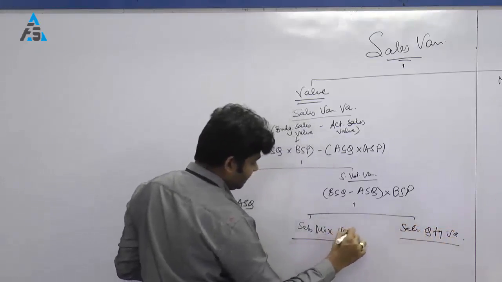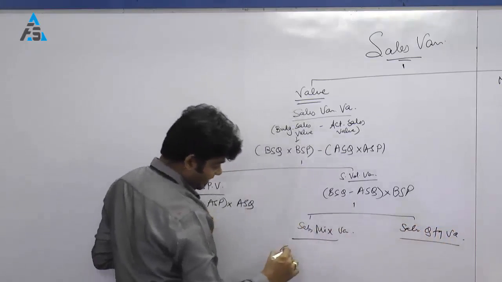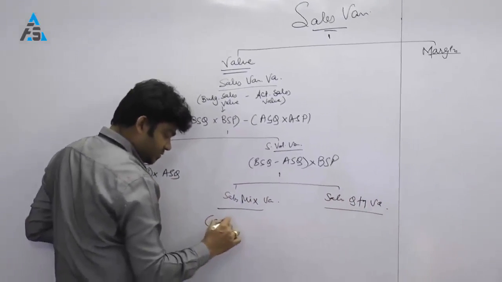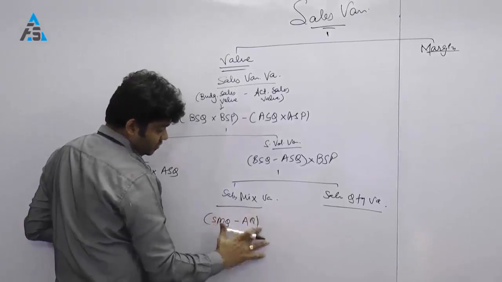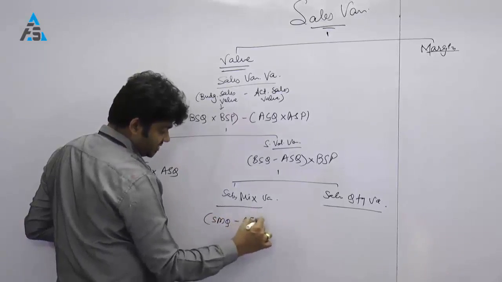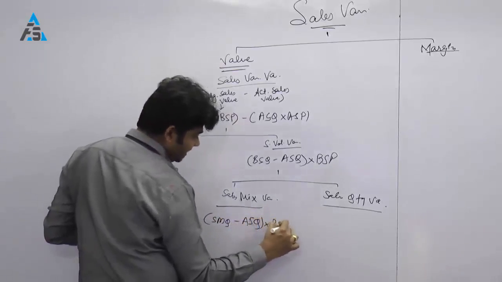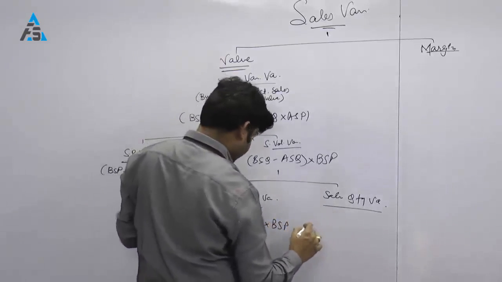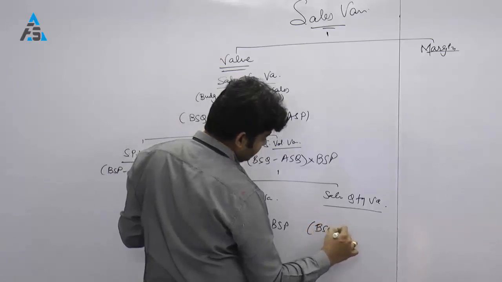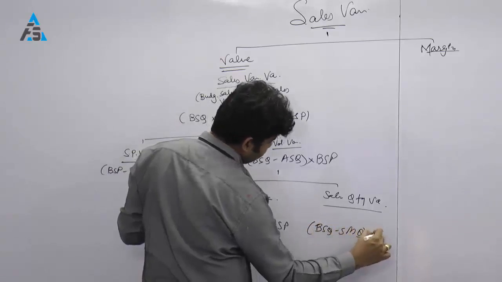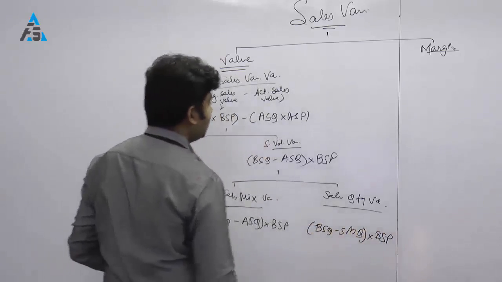By now you should be very much clear. So sales mix variance, this is going to be standard mix quantity minus actual sales quantity into budgeted selling price. Whereas here it is going to be budgeted sales quantity minus standard mix quantity into budgeted selling price. So this is how it works.